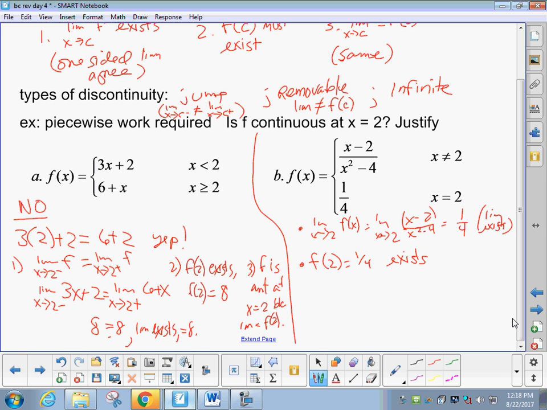Cool? All right. Now, because those agree, you would say that the limit equals the point, and so f is continuous at 2. Wouldn't you say? Okay. All right.